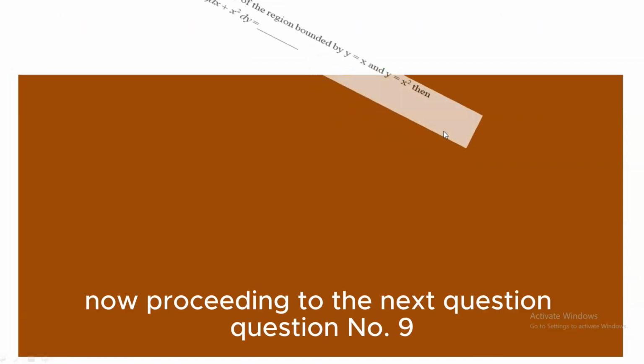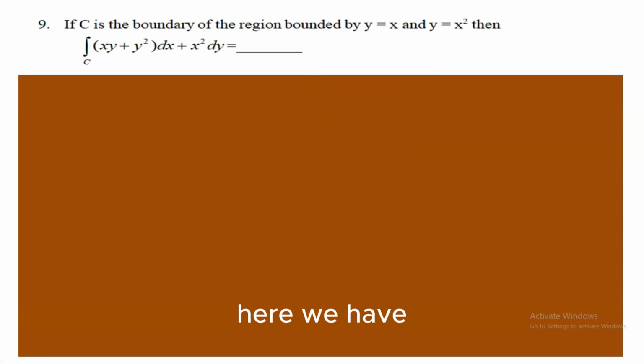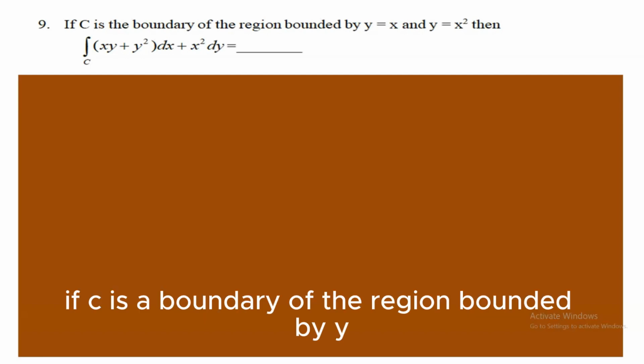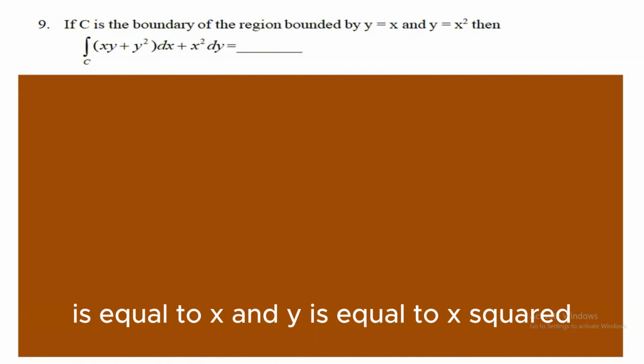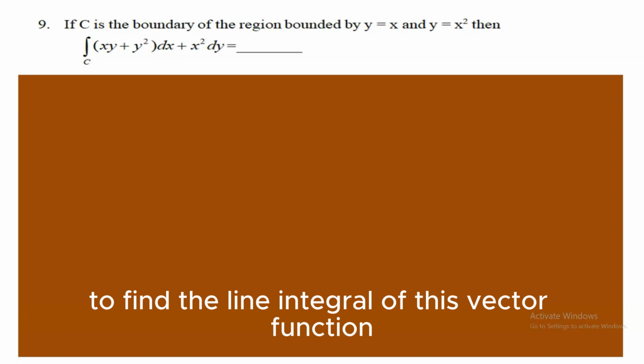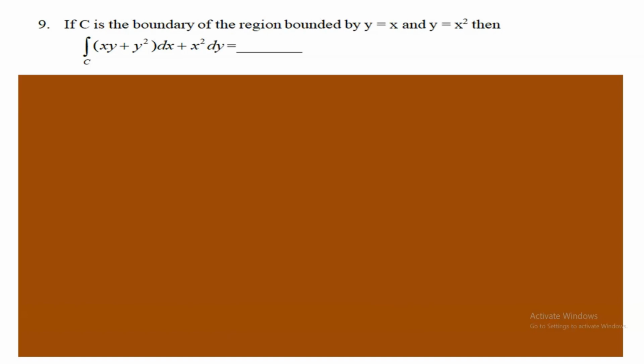Okay, dear students, now proceeding to the next question, question number 9. Here we have a certain line integral question again. If C is the boundary of the region bounded by y is equal to x and y is equal to x squared, then you are asked to find the line integral of this vector function, xy plus y squared along i and x squared along j.